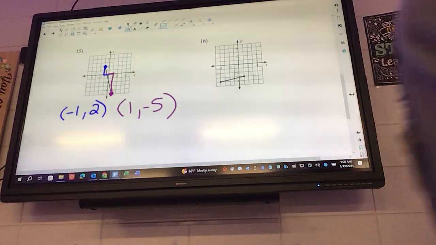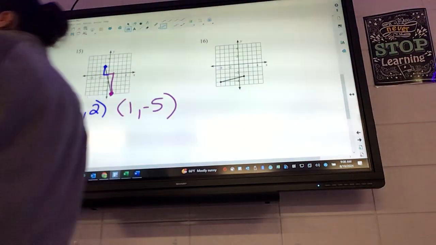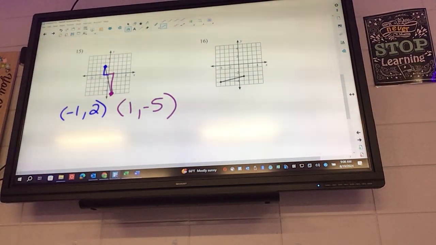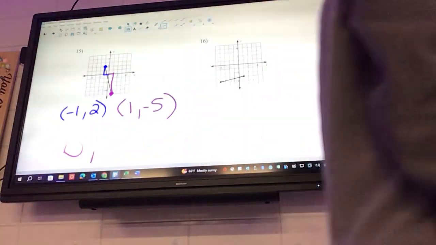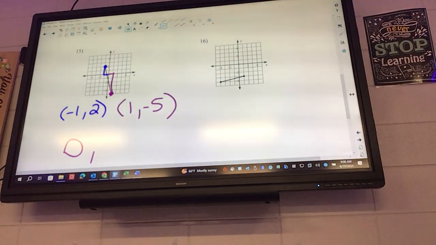Okay, for the coordinate, we're going to say negative 1 plus 1 over 2. That's 0. And then you say 2 plus negative 5 over 2. Negative 1.5. Yeah, negative 1.5.